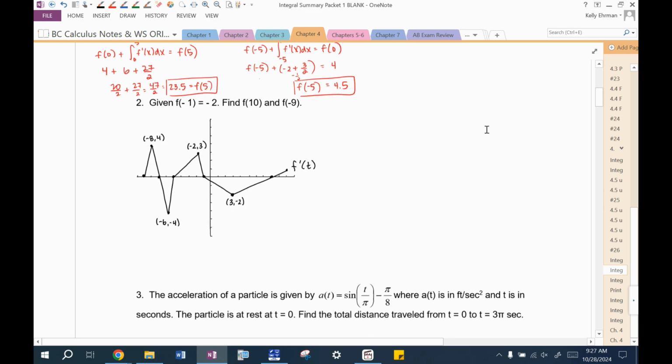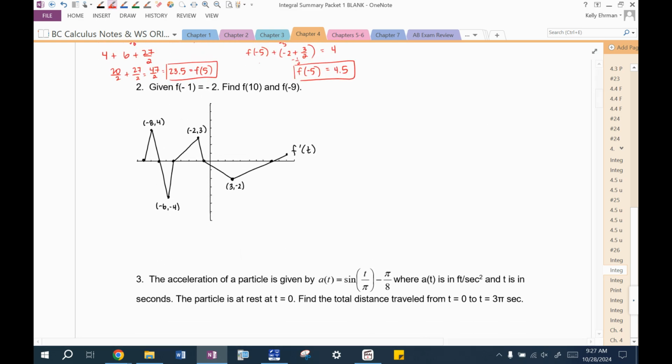All right, what about this one? Given f of -1 equals -2, find f of 10 and f of -9. So nothing to graph here. So I'm going to start, okay, if I'm starting at -1, f of -1 plus the integral from -1 to 10 of f prime of x dx will equal f of 10. F of -1 is -2. What about this change in area here? So from -1 to positive 10, 1, 2, 3, 4, 5, 6, 7, 8, 9, 10.